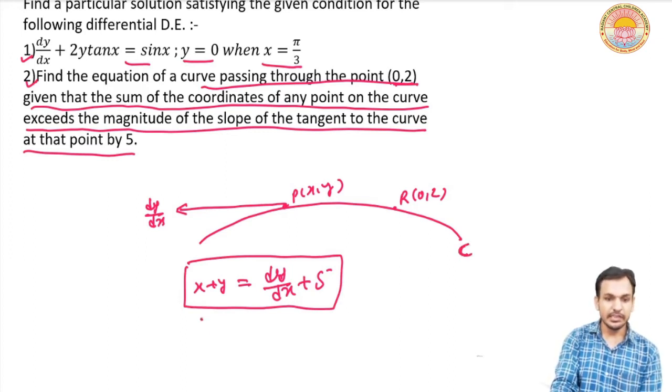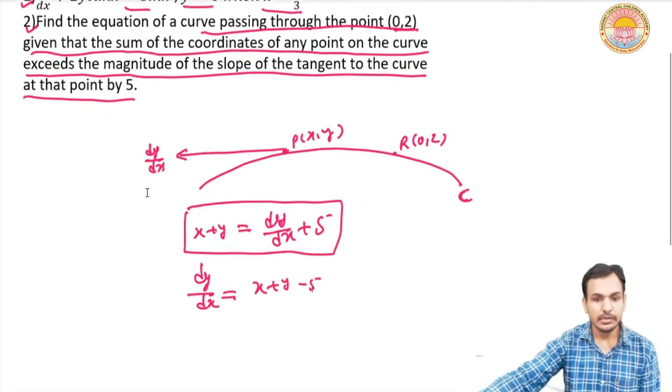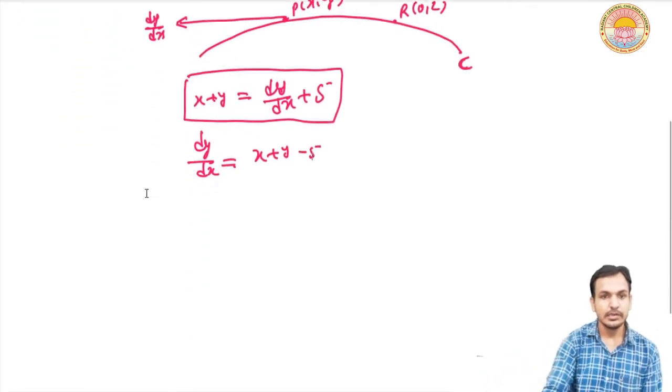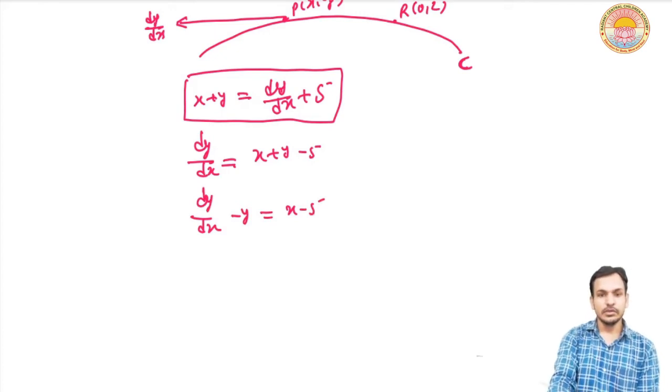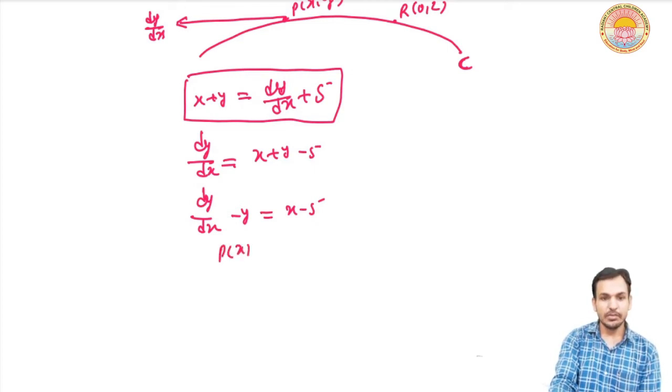And if we write it in the standard form, then we will get dy by dx is equal to x plus y minus 5, and this can also be written as dy by dx minus y is equal to x minus 5. So this is the standard form, and if we compare it with the standard linear differential equation, then we will get px is equal to minus 1.